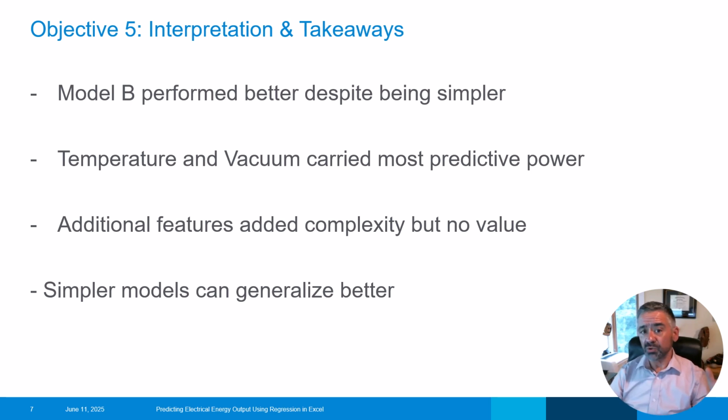Now, this result shows that more features don't always mean better performance. The extra inputs in Model A may have introduced noise. Model B was able to capture the essential patterns more effectively. And this project confirmed that Excel can handle end-to-end modeling and reinforce the power of simplicity in predictive modeling.